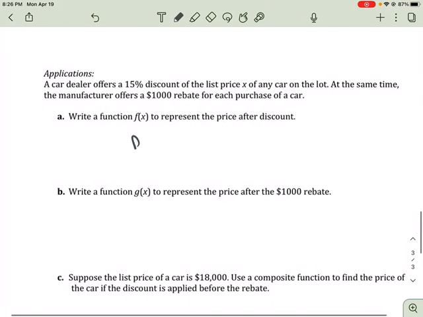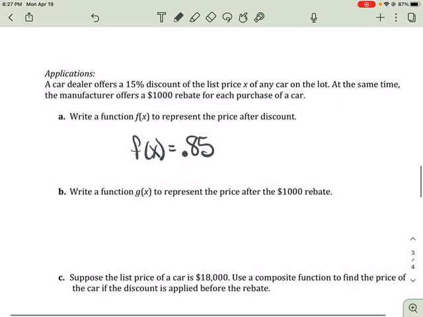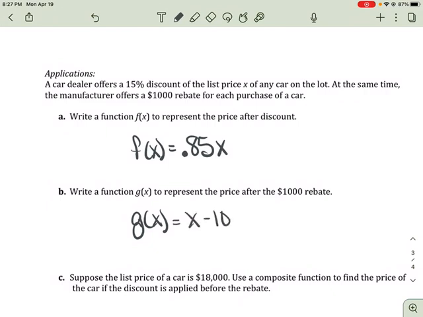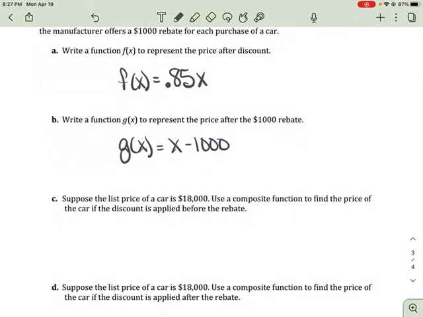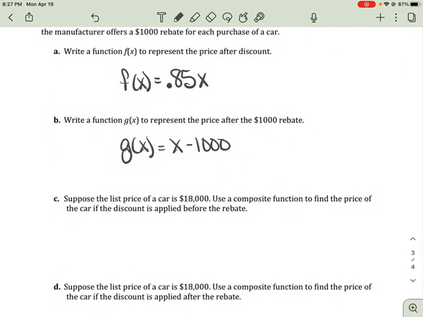So we're going to write a function f to represent the price after the discount. So f of x is equal to, okay, if you're 15% off, you're paying 85% of the price. Okay, write g of x to represent the price after a $1,000 rebate. So price minus 1,000. Okay, suppose the list price of the car is $18,000. Use the composition function to find the price of the car if the discount is applied before the rebate.